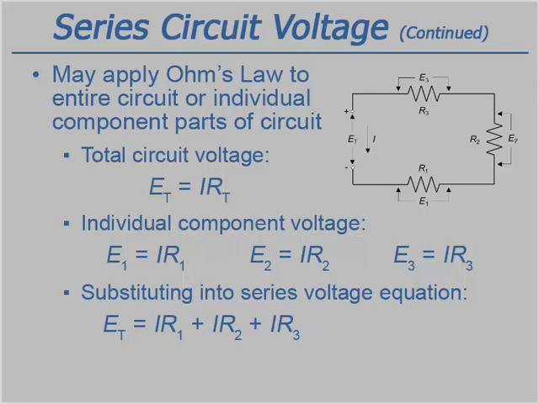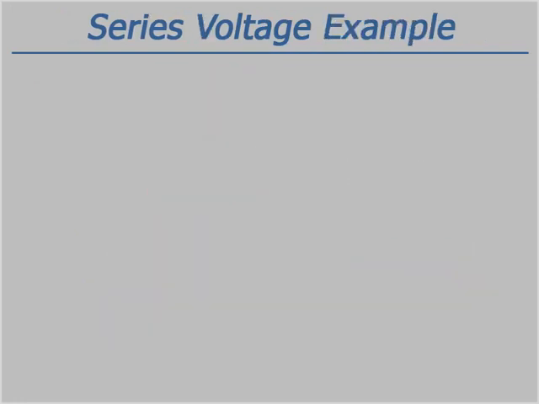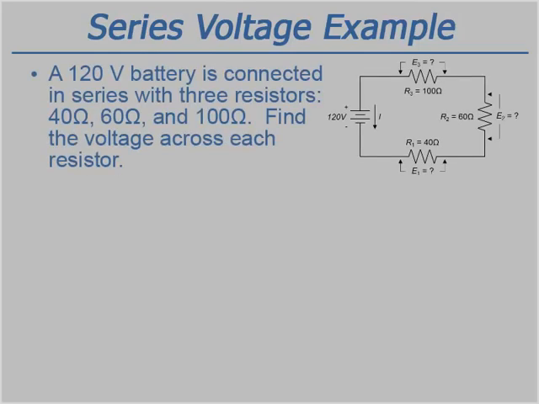as expressed using the individual component voltage equations. Let's go through an example where you need to determine the voltage across each resistor in a DC series circuit. A 120-volt battery is connected in series with three resistors, 40 ohm, 60 ohm, and 100 ohm. Find the voltage across each resistor. In this example, you are given the total voltage and the resistance values for each resistor.